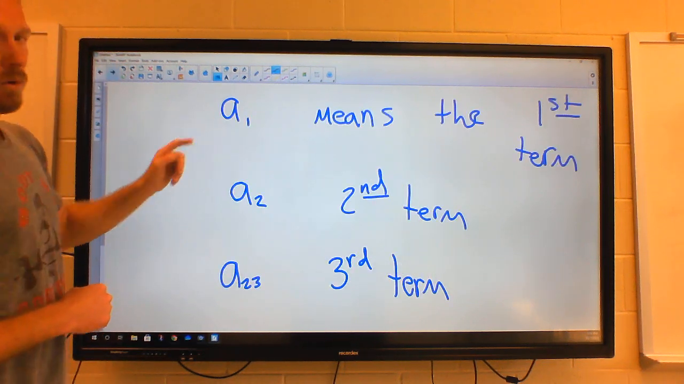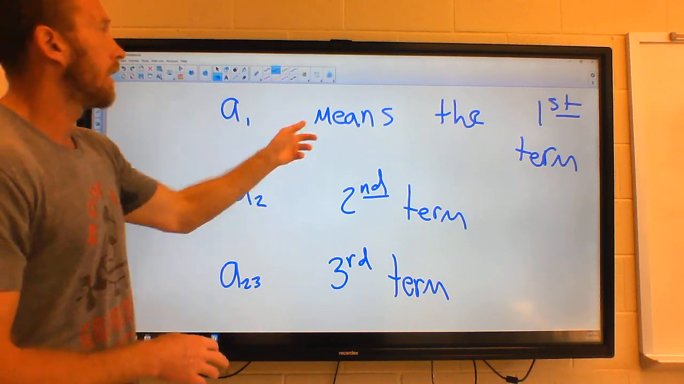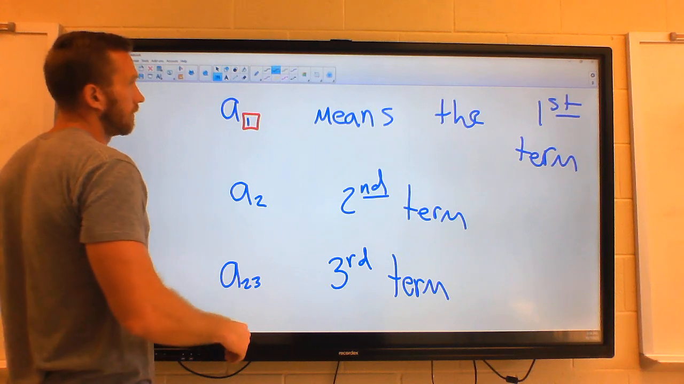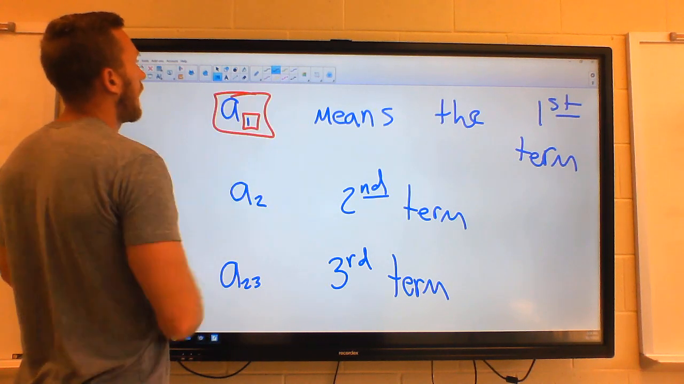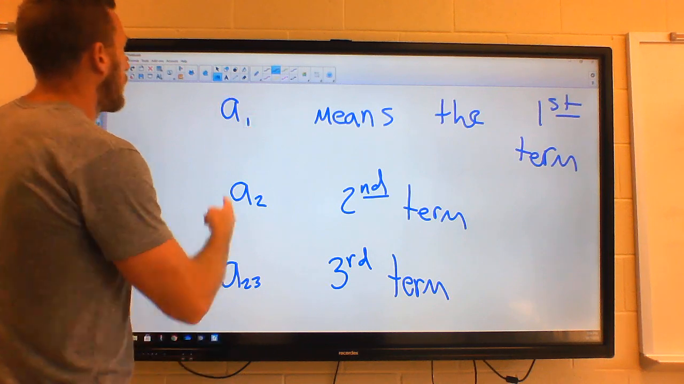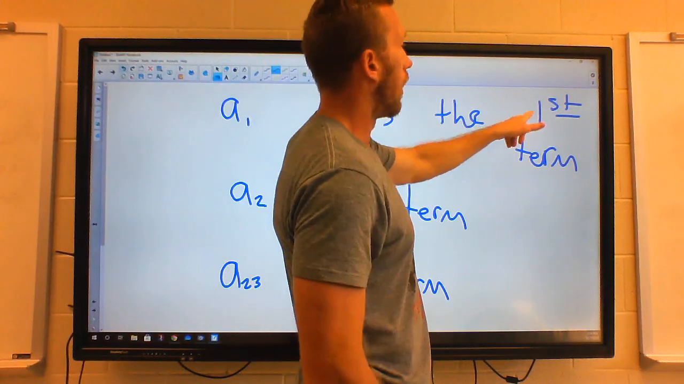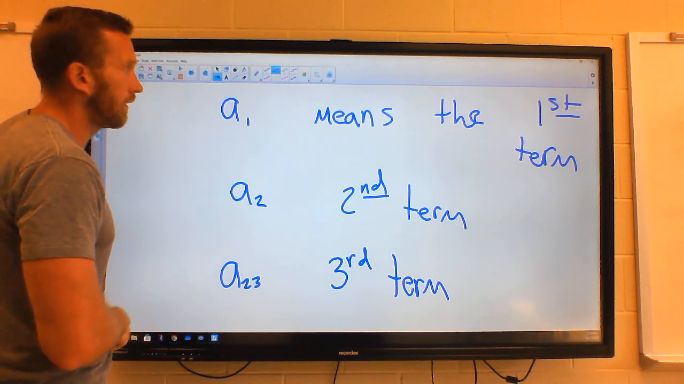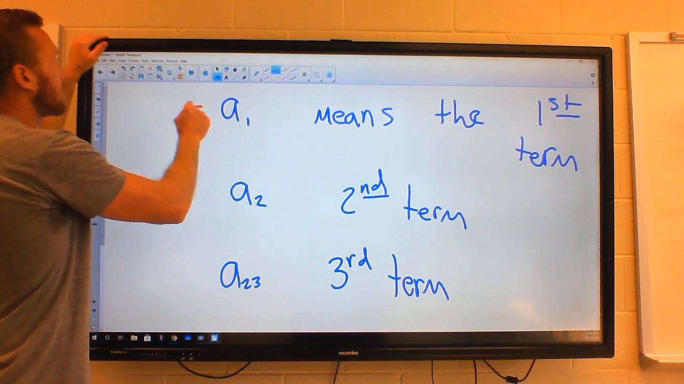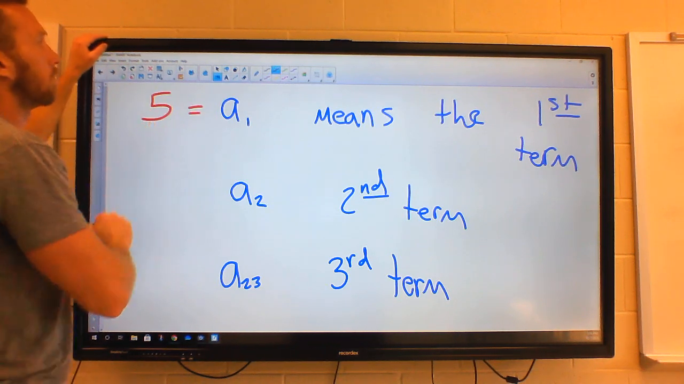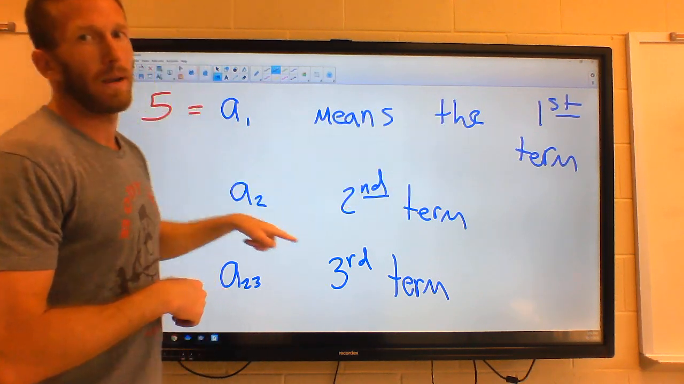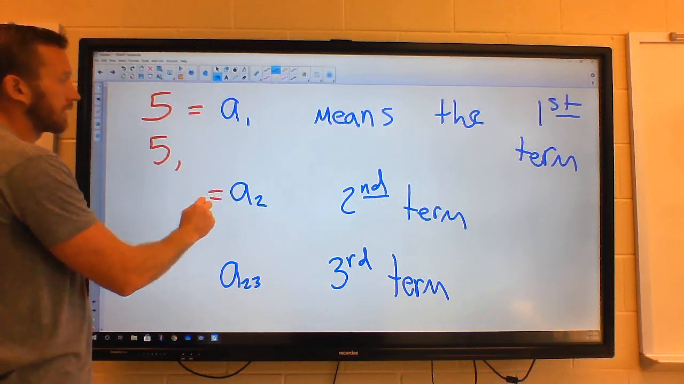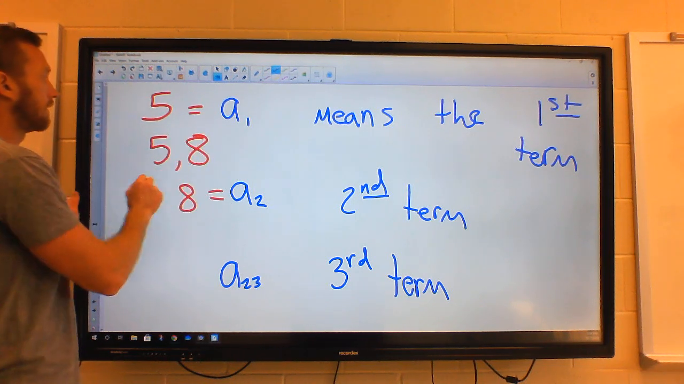For example, a1 or a subscript 1 means the first term. So 1 being the input value, and then the value of a1 being the output value. So a1 means the first term, n equals 1, because instead of it being an n there, it's a 1. And whatever that happens to be, let's say it was 5, that would be the output of the function, meaning the first term is 5. So if we were to list out our sequence, the first term was 5. And maybe the second term could be 8.